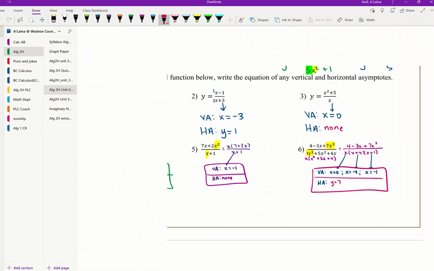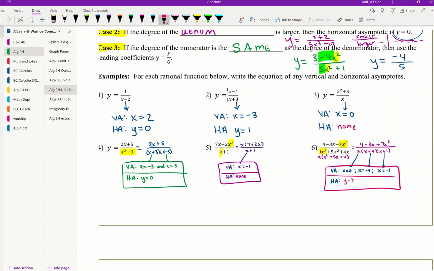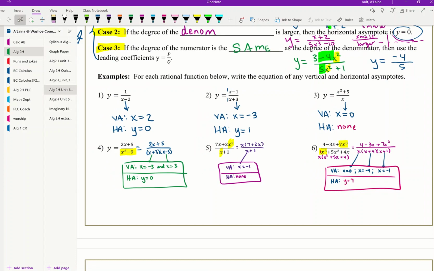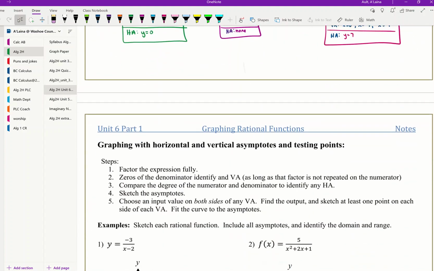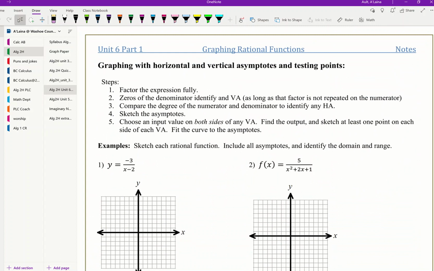Our challenge now is to take this same concept, and now that we know how to find the horizontal and vertical asymptotes, to actually make the graph. Here are your steps. Make sure everything's factored. Use the zeros of the denominator to identify any of the vertical asymptotes, as long as that factor is not repeated on the numerator. Compare the degree of the numerator and denominator to identify any horizontal asymptotes.